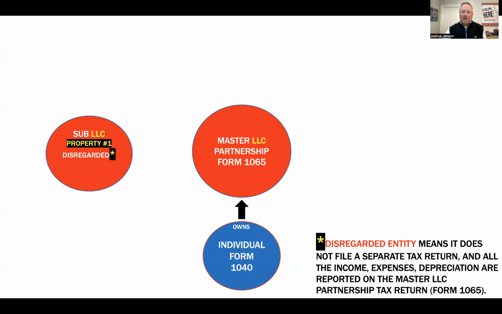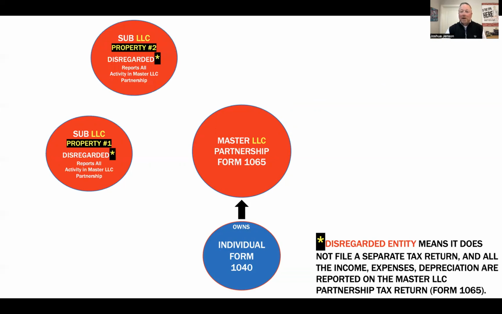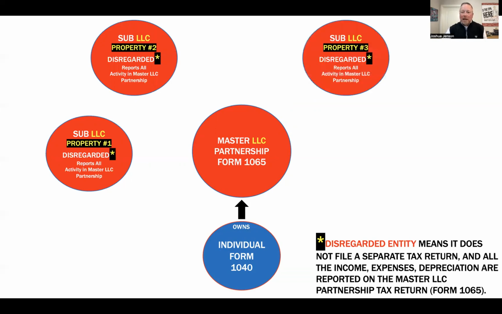Now, a disregarded entity doesn't mean that it's disregarded for any other purposes except for tax reporting, meaning it doesn't file a separate tax return. All the income, expenses, and depreciation would be simply reported on the master tax return, that Form 1065. Then if we're going to have another property bought, we would set up another LLC, and that would own that property. It would still be disregarded. We would do the same thing if there was an additional property for number three. Why would we do this?